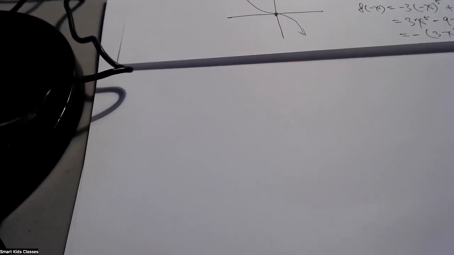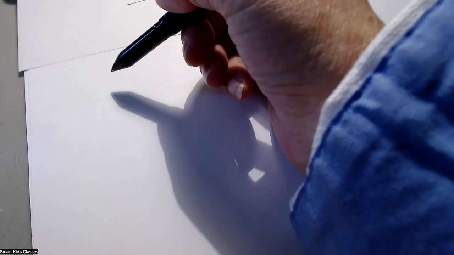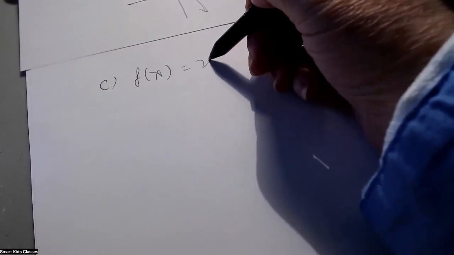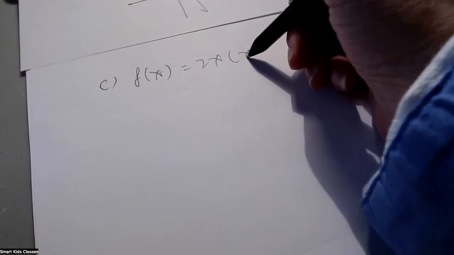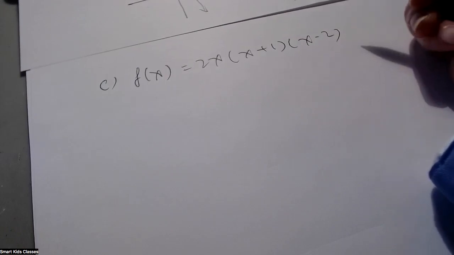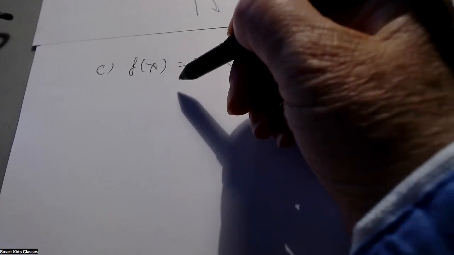Now I'm going to give you more examples, like one that is neither odd nor even. So let's look at example C. If you have f(x) equal to 2x times (x + 1) times (x - 2), it's hard to tell when it is in a form like that. We are going to do the distribution and combine the terms.